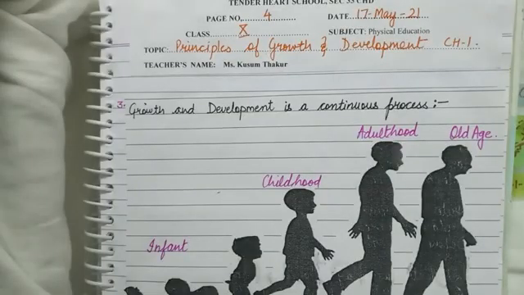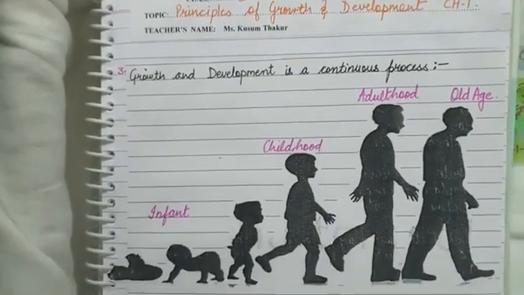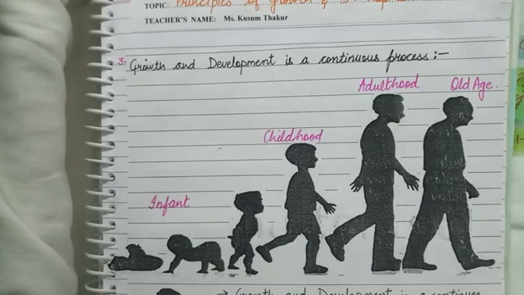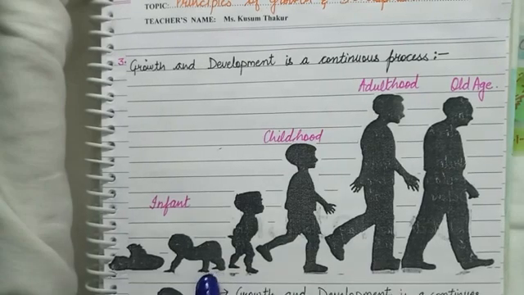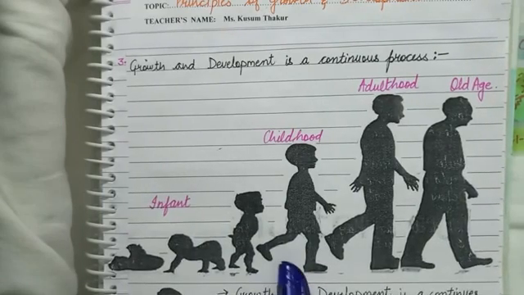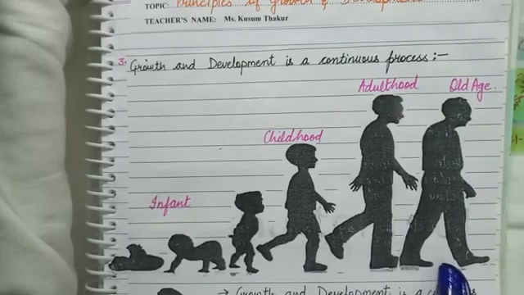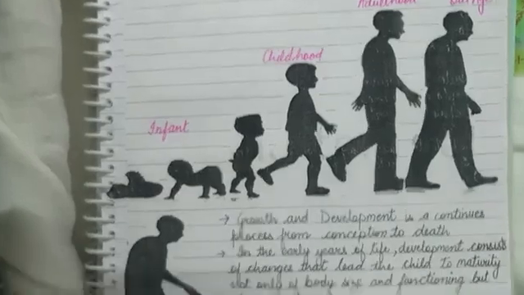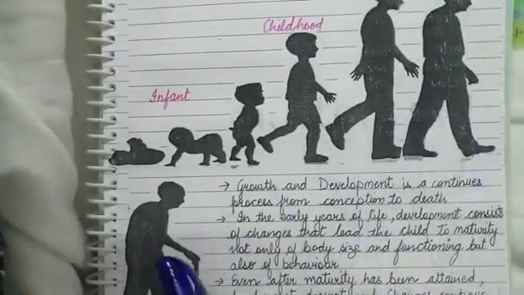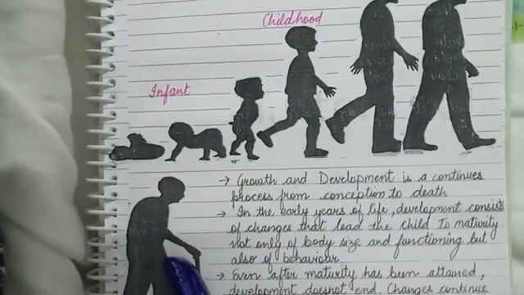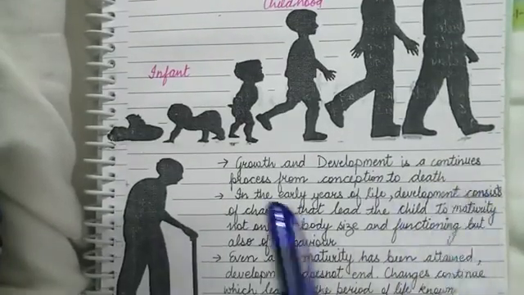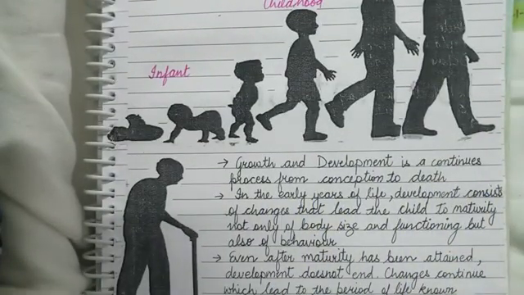Third, growth and development is a continuous process. So in this diagram, I show an infant, crawling position, standing, and this is childhood, when they run and walk, then adulthood and old age. Both diagrams show this, and this diagram is old age. Growth and development is a continuous process from conception to death.